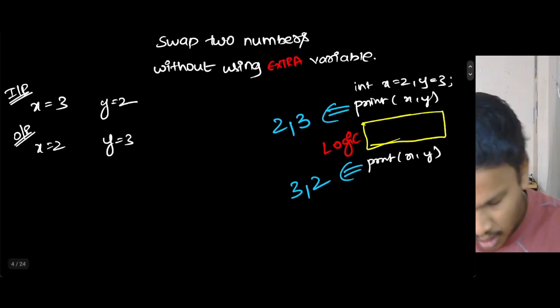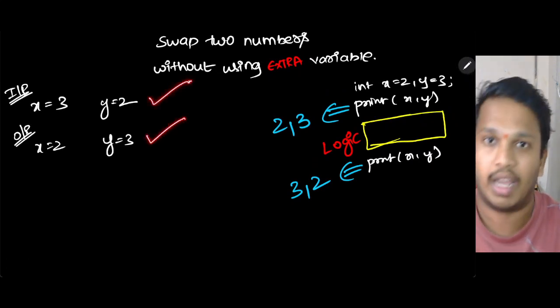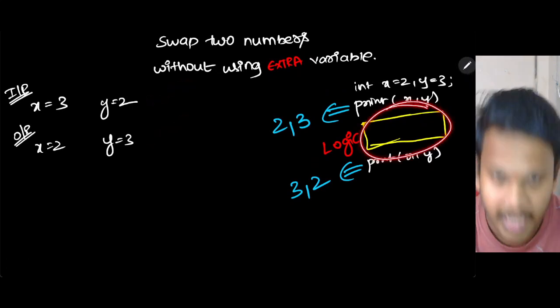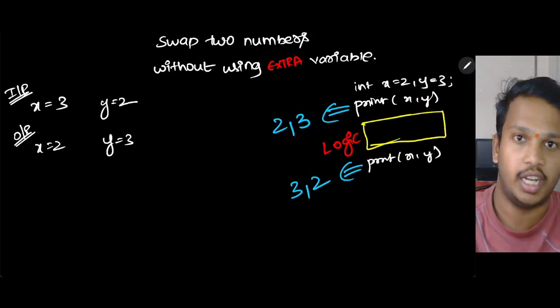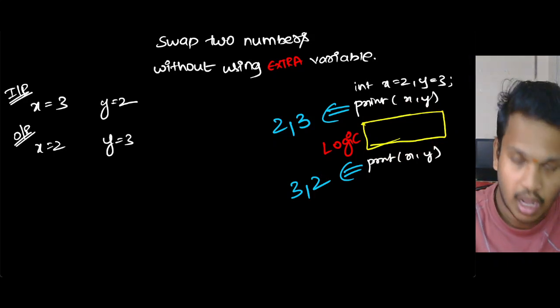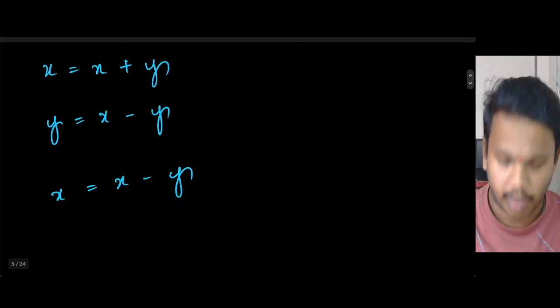Now this is the input. When x is 3 and y is 2, we need to print x as 2 and y as 3. We should not declare any variable. If you can solve this without using any variable, then you have already completed this question. For now, I will explain the logic of how to do this. It's a 3-line logic, a very simple logic.